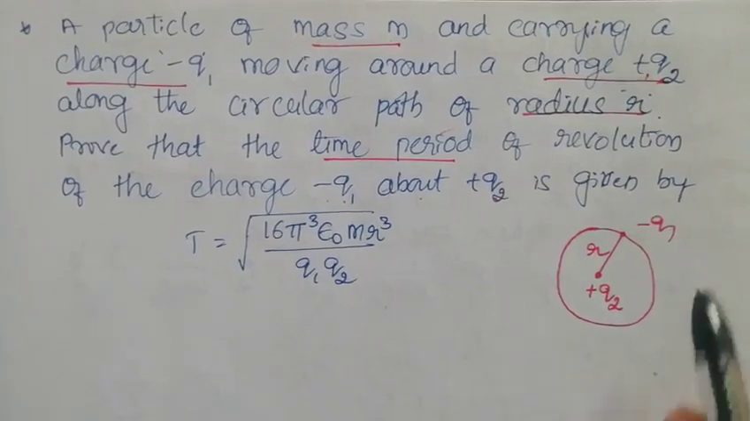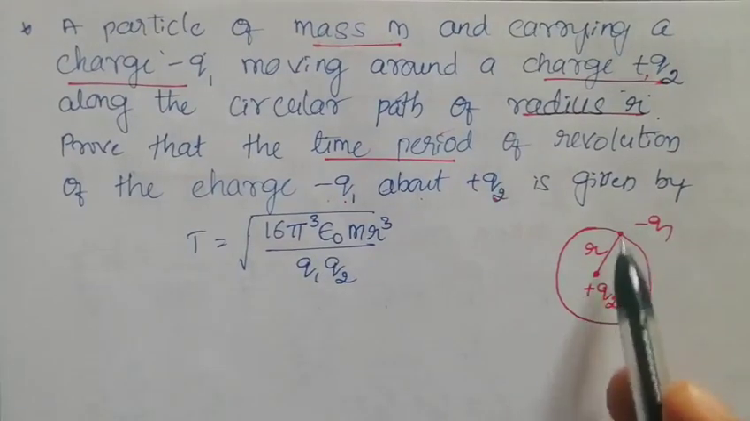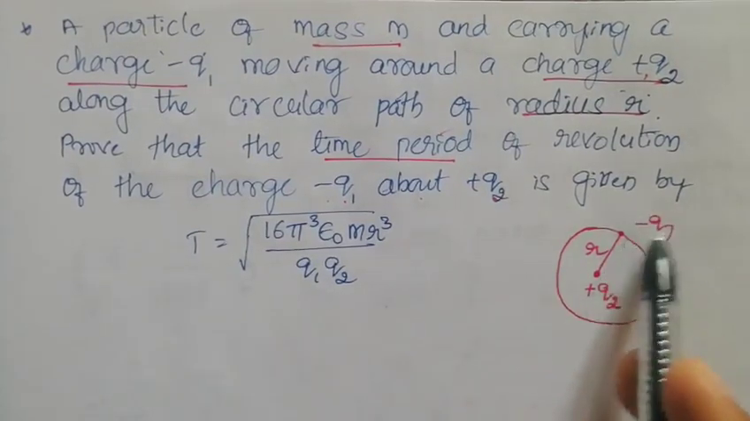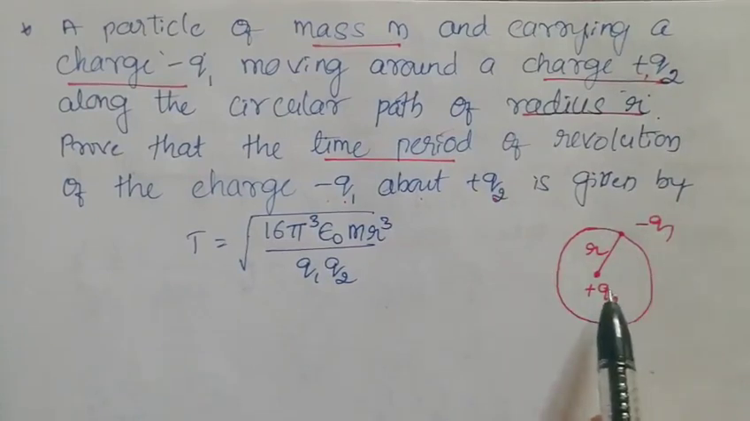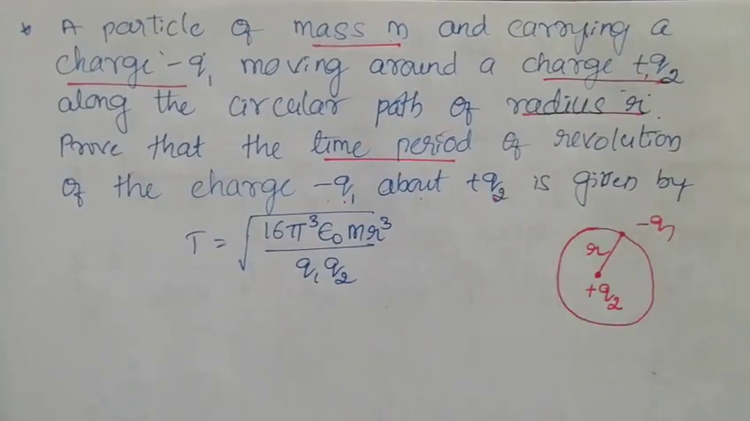Since these two are charges, there must be an electrostatic force of attraction between them. Since q1 is revolving around charge q2, there must be a centripetal force. Since it is revolving in a stable circular orbit, the centripetal force must be equal to what? The electrostatic force of attraction in this case.